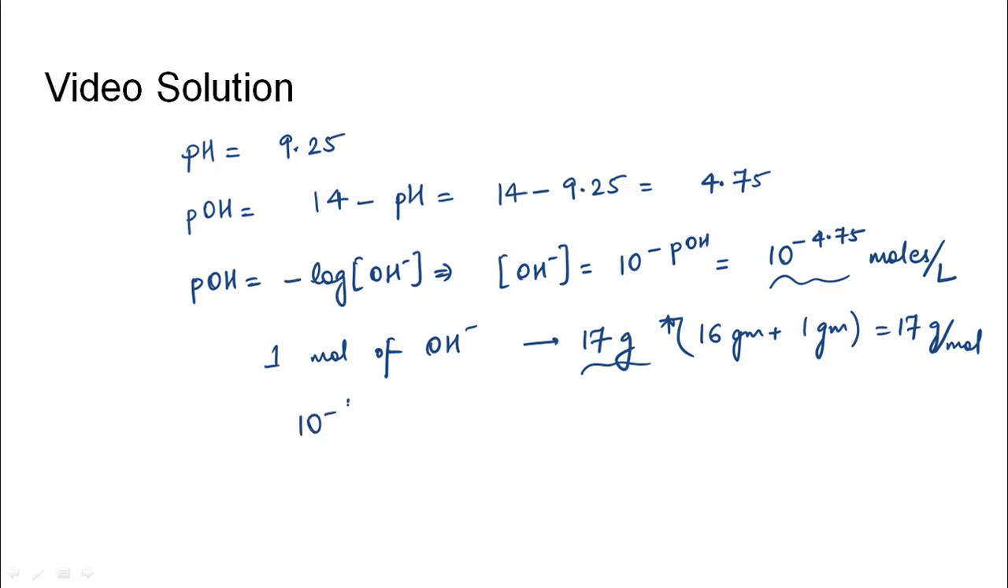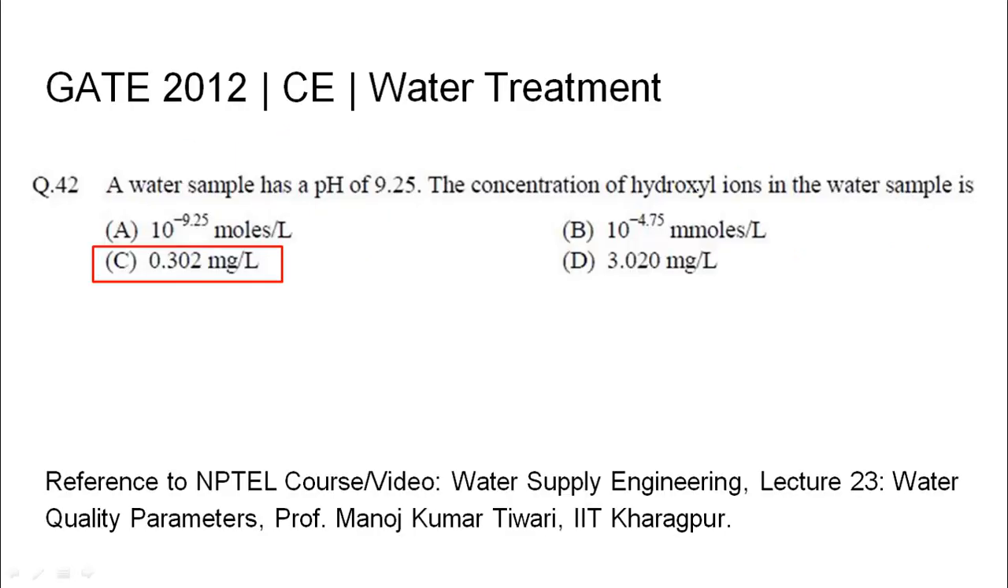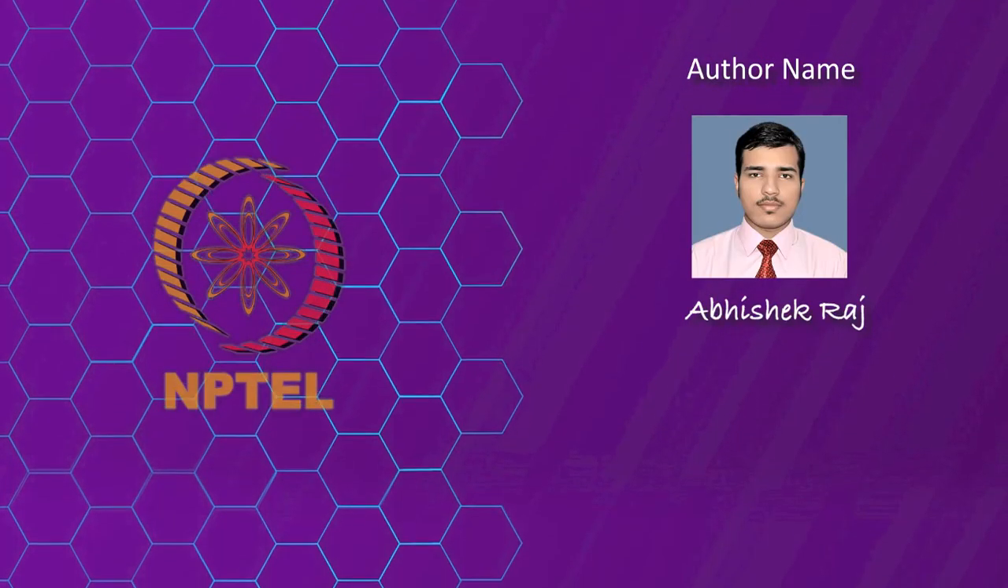So 10 raised to the power minus 4.75 moles would weigh 17 into 10 raised to the power minus 4.75. So this would become 3.02 into 10 to the power minus 4 grams per liter. This can be converted to milligrams by multiplying it with 10 cube, and it would become 0.302 milligrams per liter. The concentration of hydroxyl ions in the water sample is 0.302 milligrams per liter, that is option C. The relevant NPTEL reference has been listed.